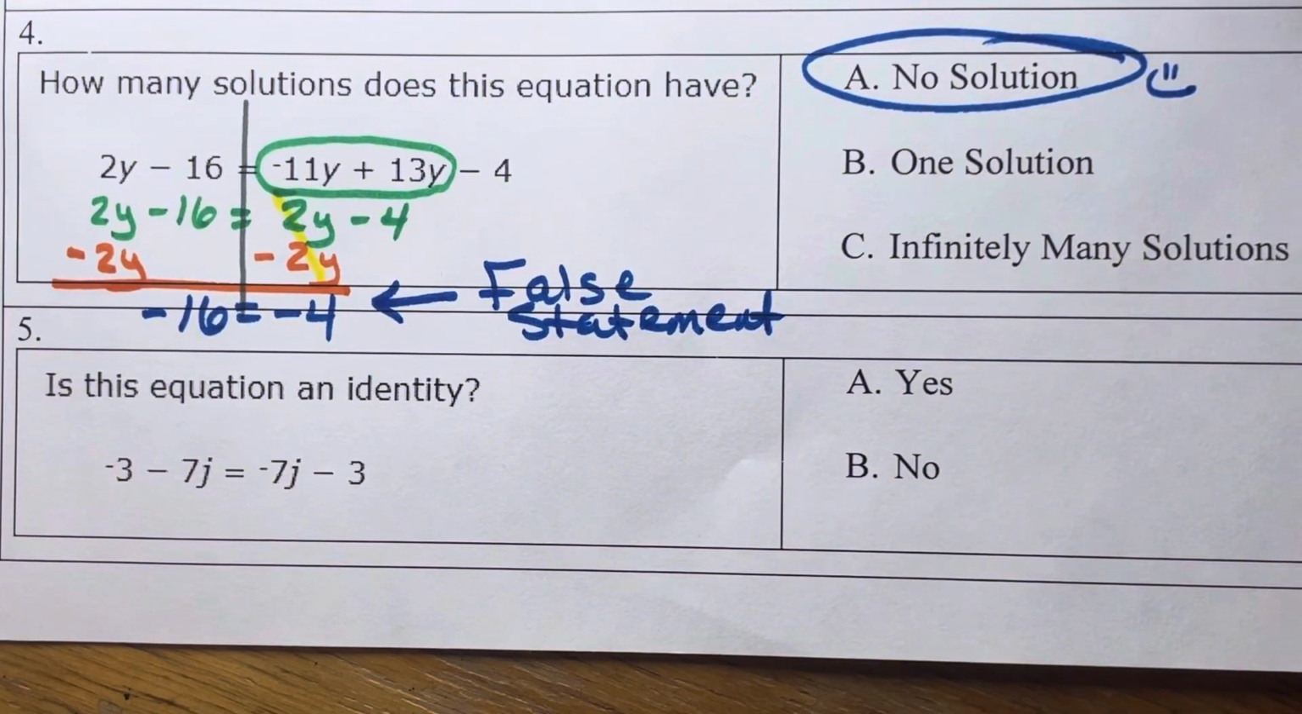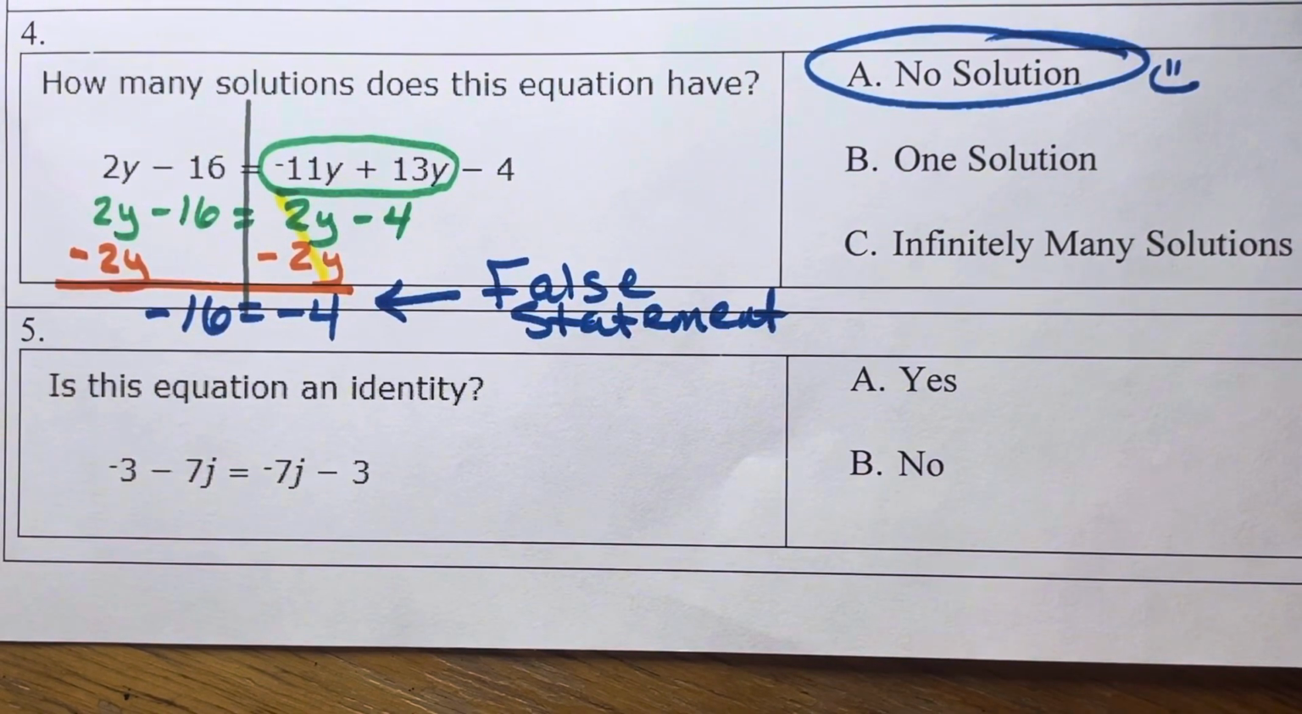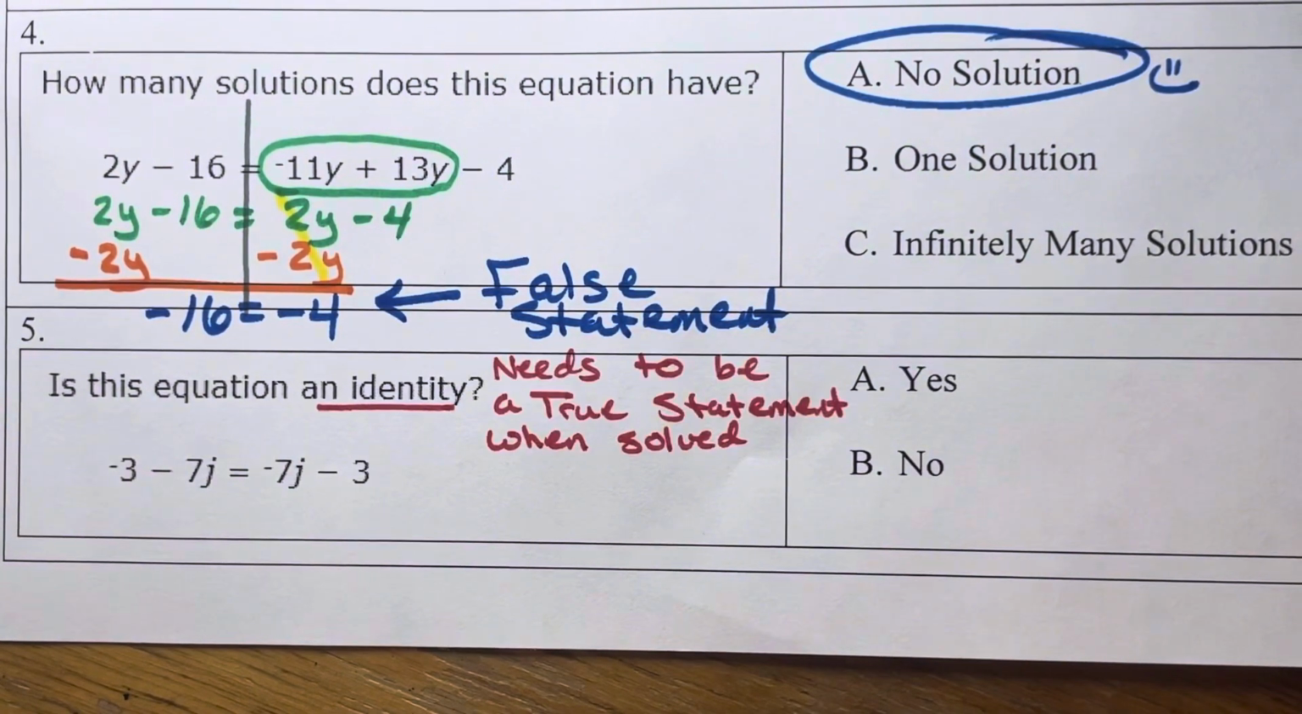And there you go. For our fifth and final example, we are asked if this particular equation is an identity, where negative 3 minus 7j is equal to negative 7j minus 3. This word identity is new for us. Let's find out what it means. To be an identity, an equation needs to be a true statement when it is solved for the given variable. So let's go ahead and solve it.